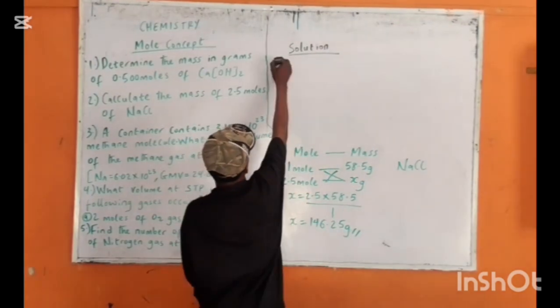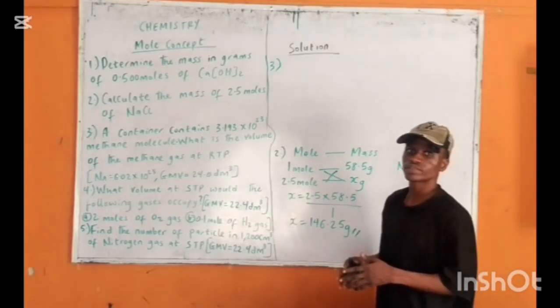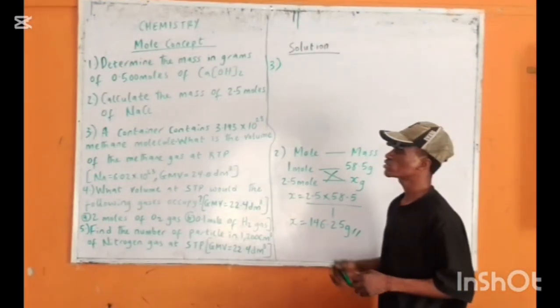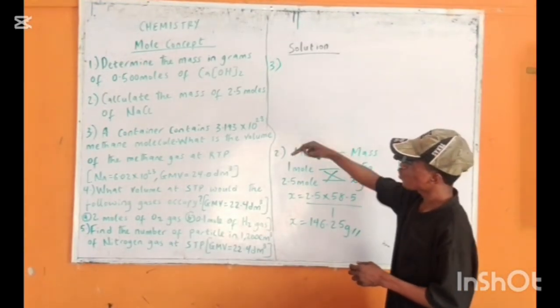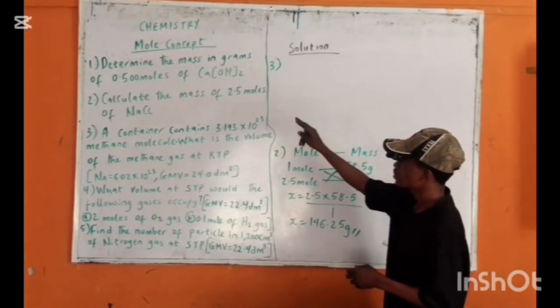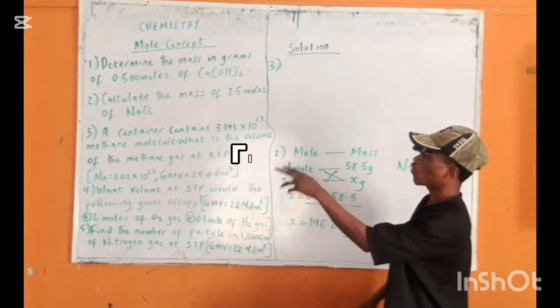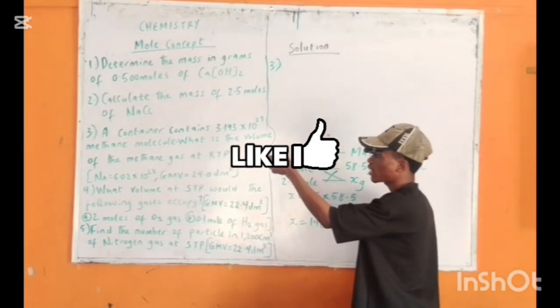For number 3 now, number 3 says that a container contains 3.193 times 10 raised to power 23 methane molecules. What is the volume of the methane gas at RTP?